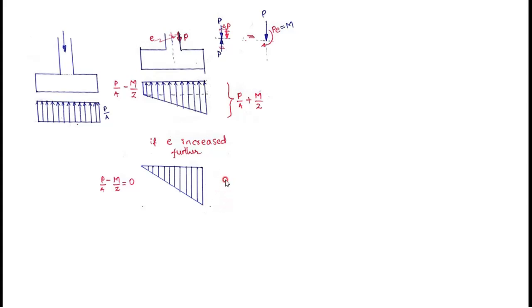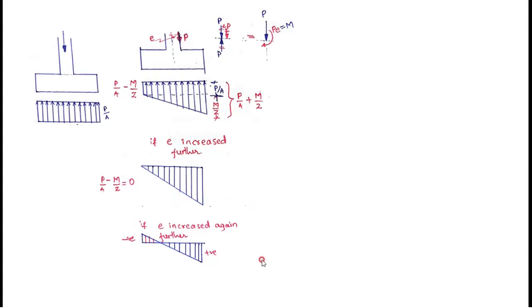It is P by A plus M by Z, and this one is P by A minus M by Z, which is equal to 0. Think that this P is further away from the CG, then we may get this type of stress distribution. When this P comes further away from the CG, we may get a positive stress here, and instead of 0 here, it may come as a negative. This negative indicates that if P is applied very far away from the CG, it may create tension in the footing, or otherwise the footing will lift at one side.